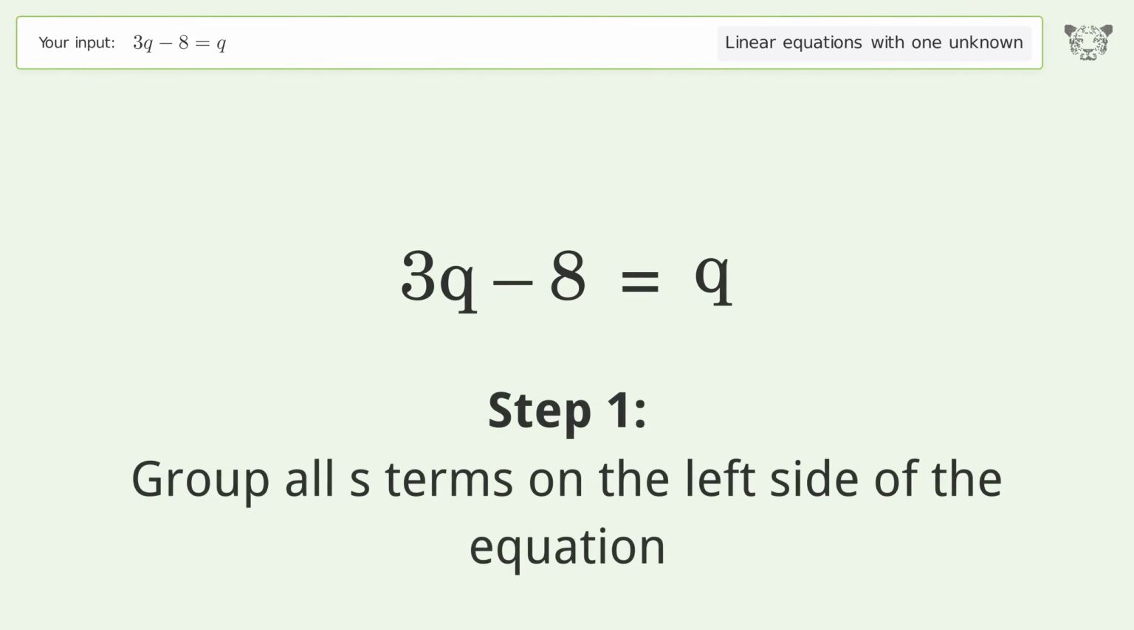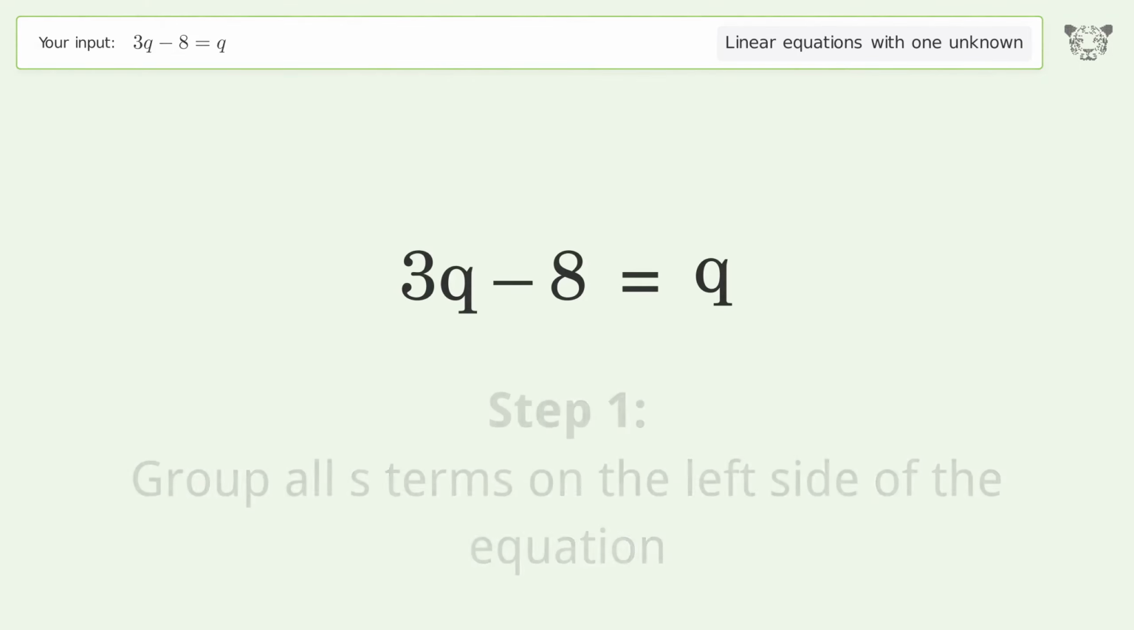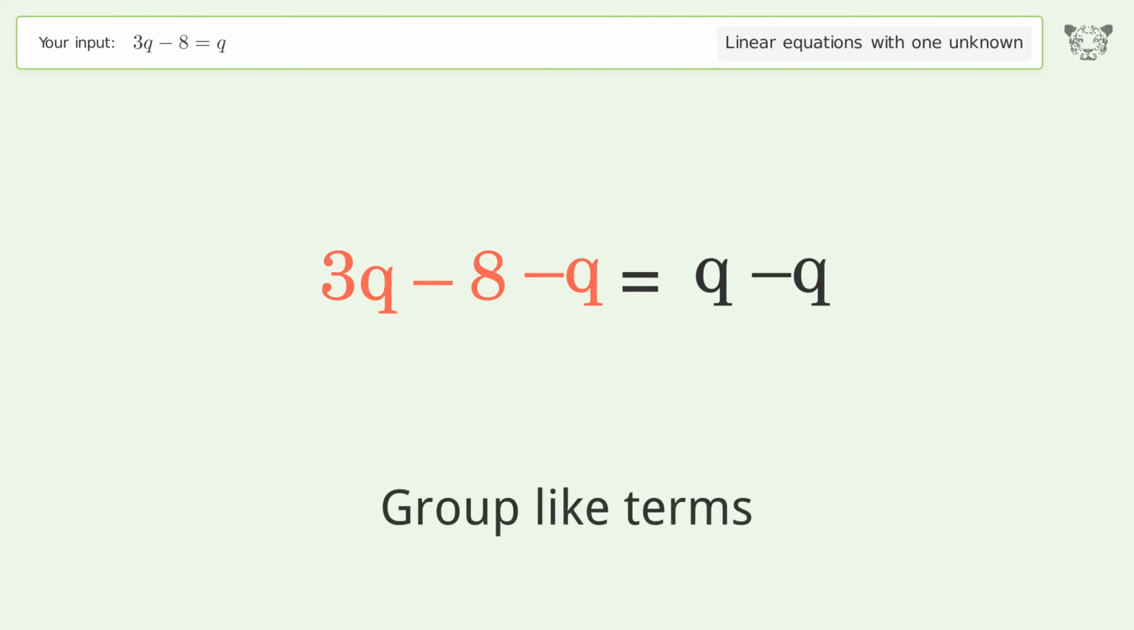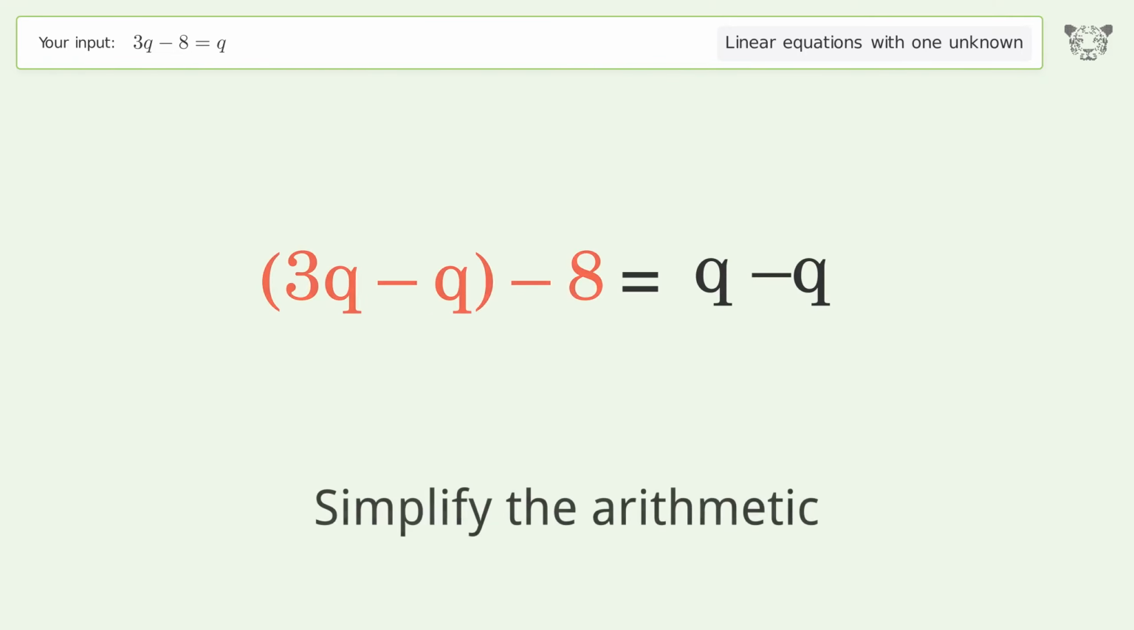Group all s terms on the left side of the equation. Subtract q from both sides. Group like terms. Simplify the arithmetic.